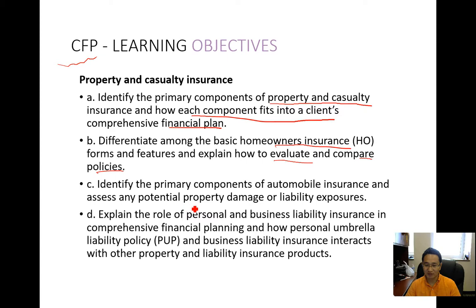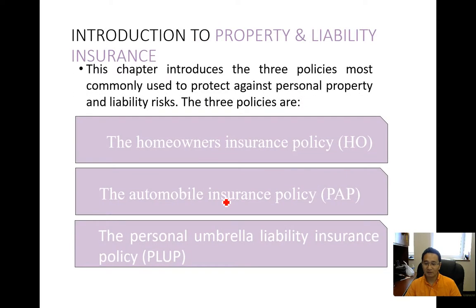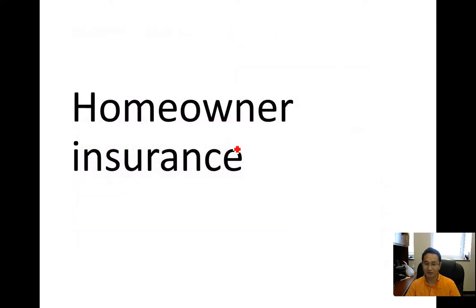Automobile insurance, excess property damage or liability exposure. A lot of times, liability exposure is the main focus. The role of personal liability insurance, and we will talk about umbrella, right? So homeowner, auto insurance, and umbrella. That's the focus today. Let's talk about homeowner.